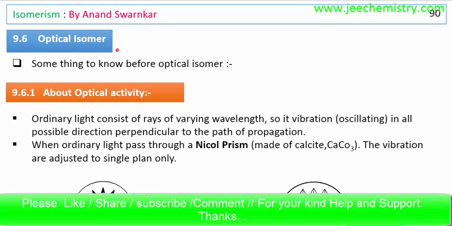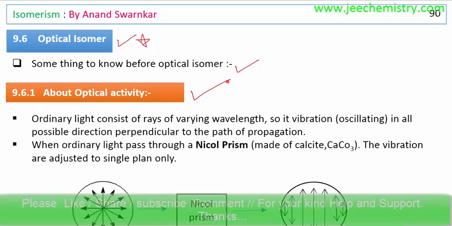Optical isomer is very important. Before reading about what the optical isomer is, we have to know something first, such as optical activity.